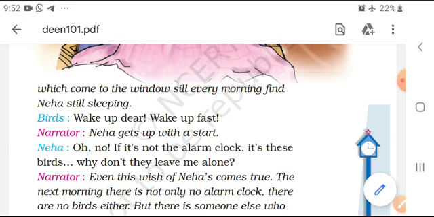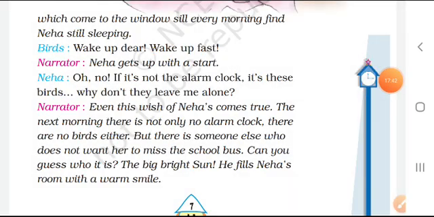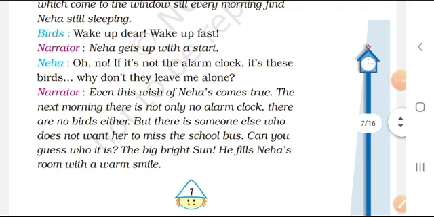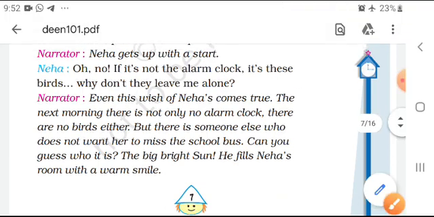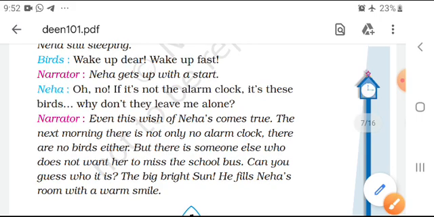Now the narrator is saying: Neha gets up with a start. Now Neha gets up and starts doing her regular work. Neha: oh no, if it's not the alarm clock, it's these birds. Why don't they leave me alone?